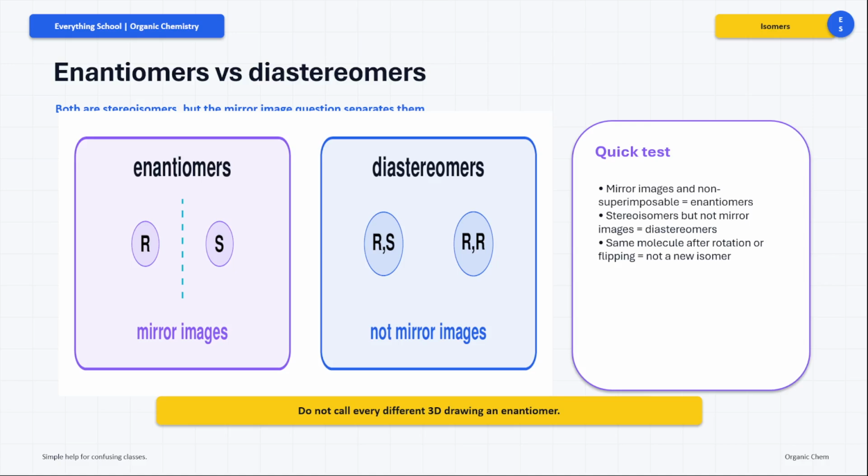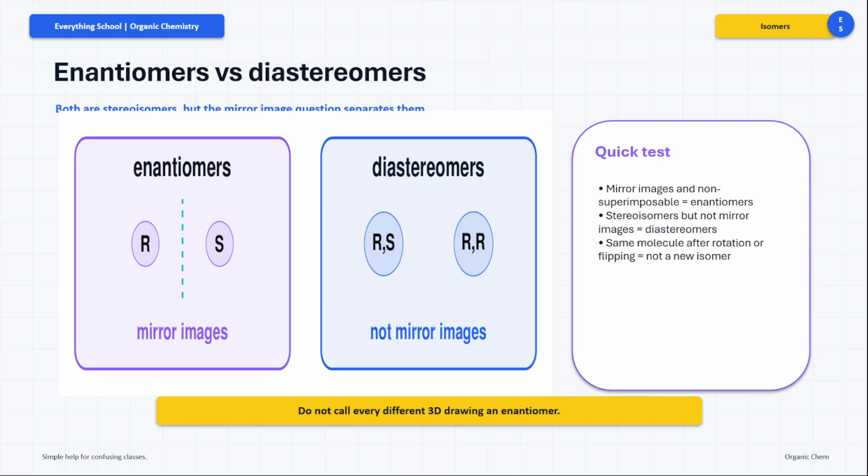Diastereomers are stereoisomers that are not mirror images. Say diastereomers like this: diastereomers. Here is the simple comparison. If two molecules are mirror images and they do not overlap perfectly, they are enantiomers. If they are stereoisomers but not mirror images, they are diastereomers.